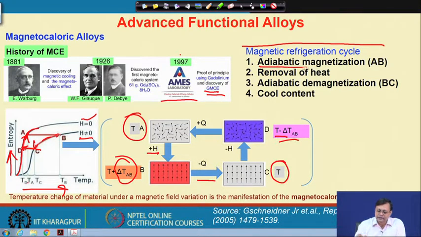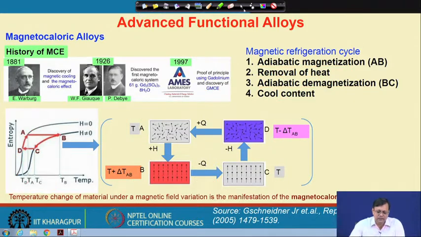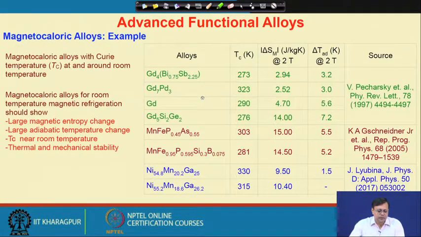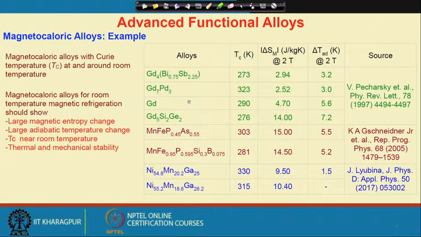So, adiabatic magnetization, then removal of the heat, adiabatic demagnetization, and then the cooling. These are the 4 major steps. In that case, first the magnetization, and then we remove the heat, and then we have adiabatic demagnetization, and then we again apply this for cooling purpose. So, this is a typical magnetic refrigeration cycle, and there are several alloys and metals that have also shown this.